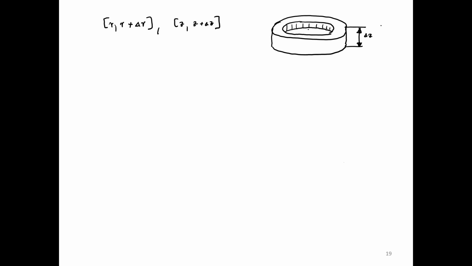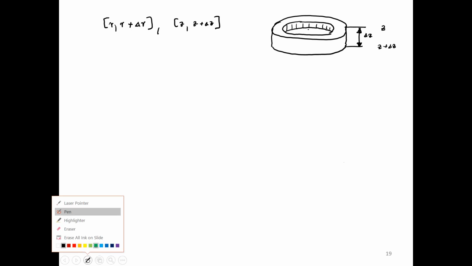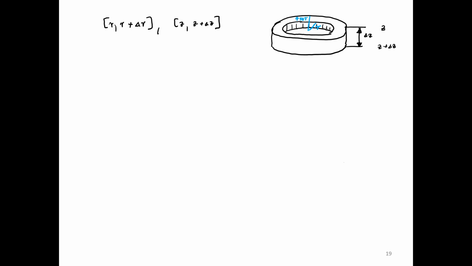So I'm going from my plane Z to plane Z plus delta Z, right? And I'm going to change colors. So, and I'm going in this direction. I have R and R plus delta R, right? From here to here. So I have this shell going around.